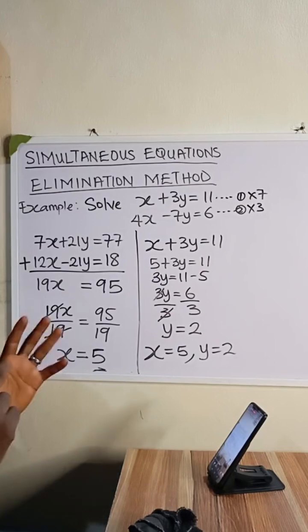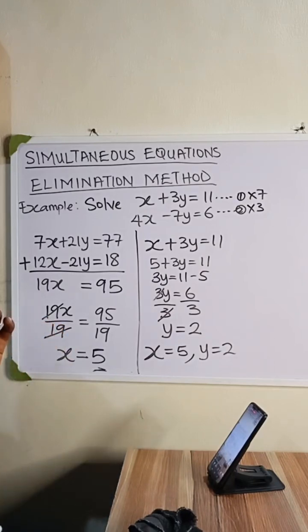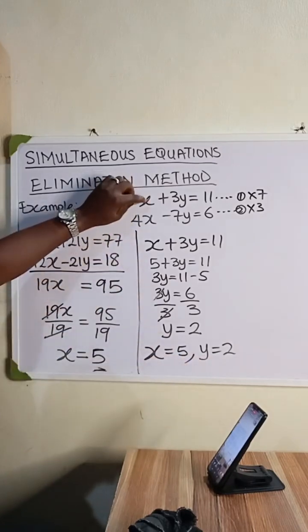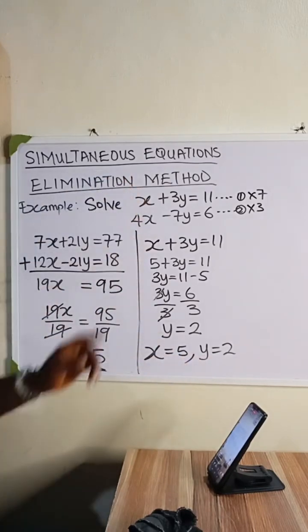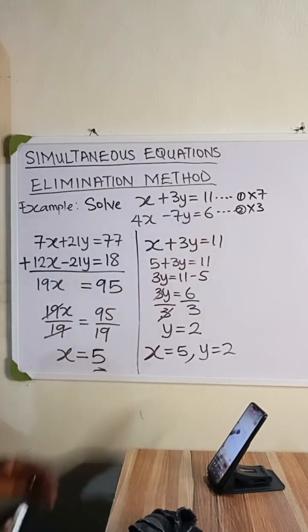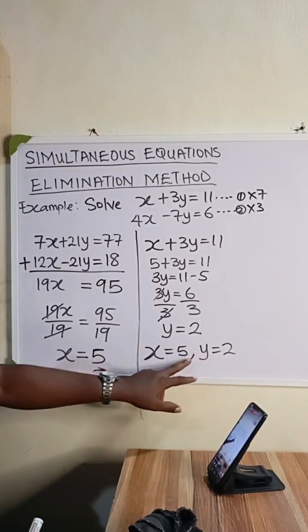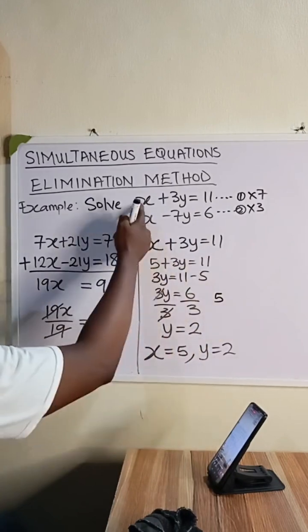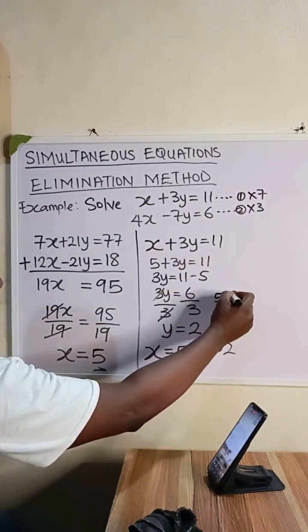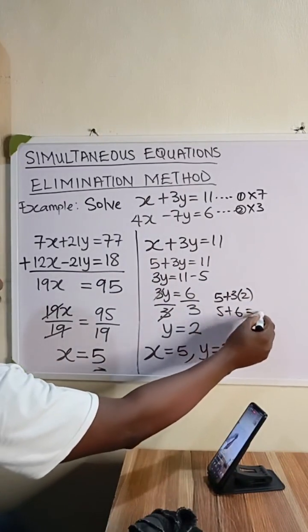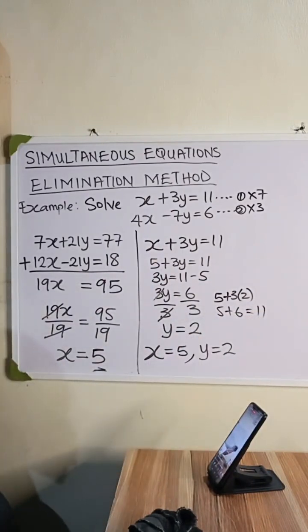Okay, so I didn't tell you earlier, but you can confirm the accuracy of your answer by substituting these two values back into this equation and see if equation 1 is going to be equal to 11 and equation 2 will be equal to 6. For example, if we use x equals 5 and y equals 2, x plus 3 into 2, y is 2, so 5 plus 6, and that will give us 11. So for equation 1, we are sure that this answer is correct.